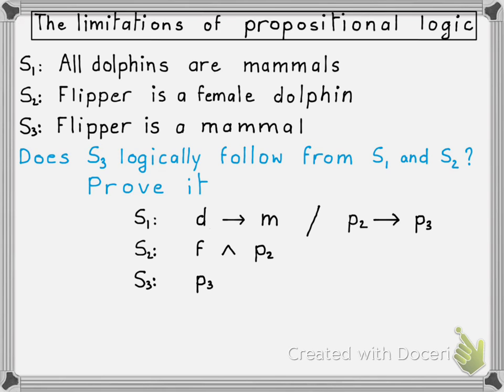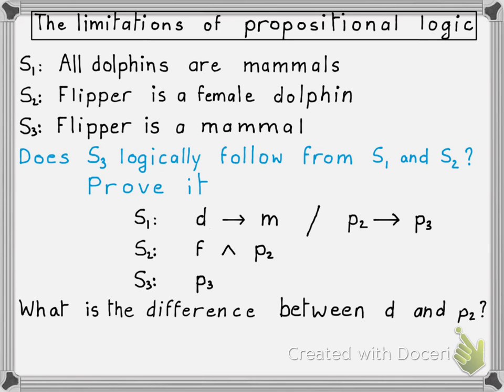So for example, let's look at the meanings of D and P2. What is different between those two propositions? Well, P2 states that Flipper is a dolphin, whereas D states that something is a dolphin. In other words, P2 is a special case of D. Its meaning is much more specific. It only says something about Flipper, a particular object, whereas this D here refers to any object that happens to be a dolphin.